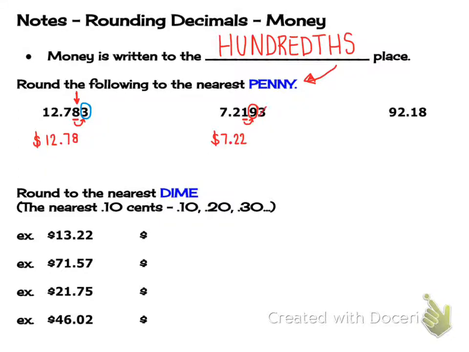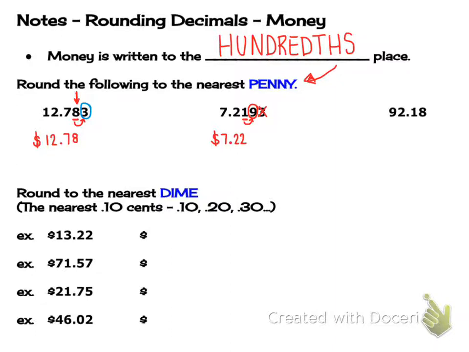$7.22. You don't have to worry about this 3 at all. You have $7, you see that it's 21. You have to decide if the number next to it takes it closer to 22 cents or keeps it 21 cents. And because it's a 9, it takes you to 22 cents.